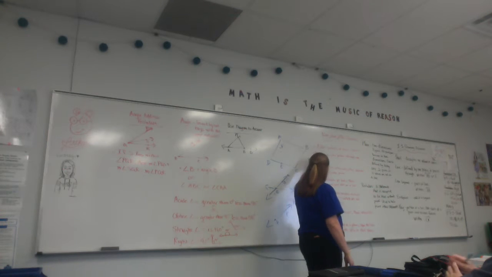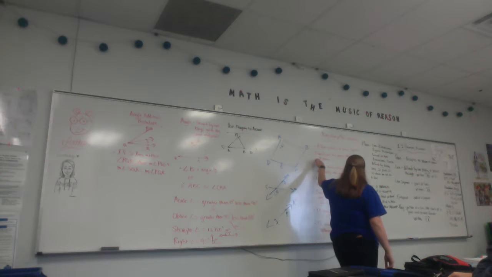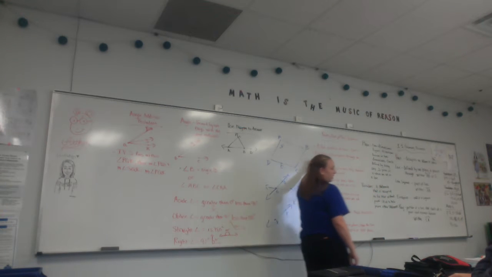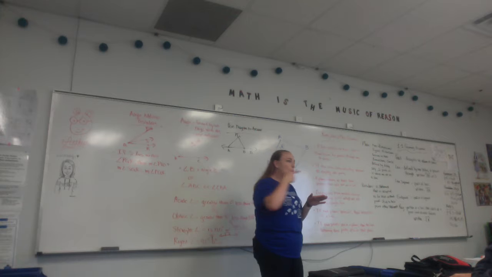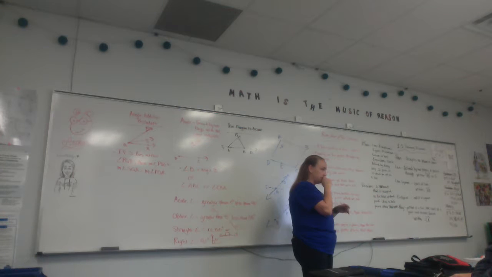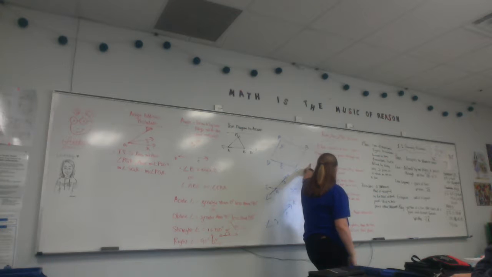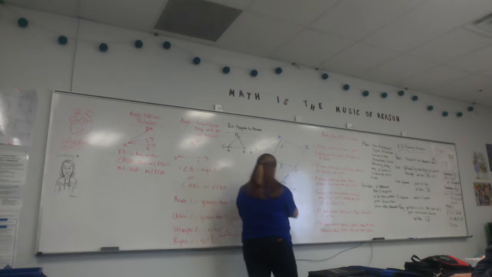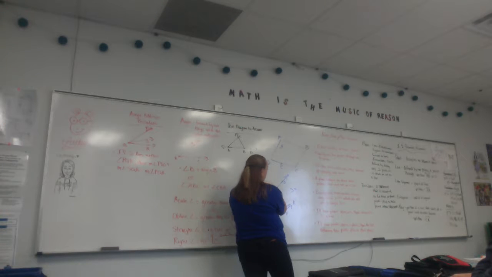Okay? Exactly 1 line passes through any 2 points. So I can only have 1 line pass through 2 points. Exactly 1. If 2 lines intersect, they intersect at exactly 1 point. So here I have 2 lines intersecting. They intersect at exactly point G.